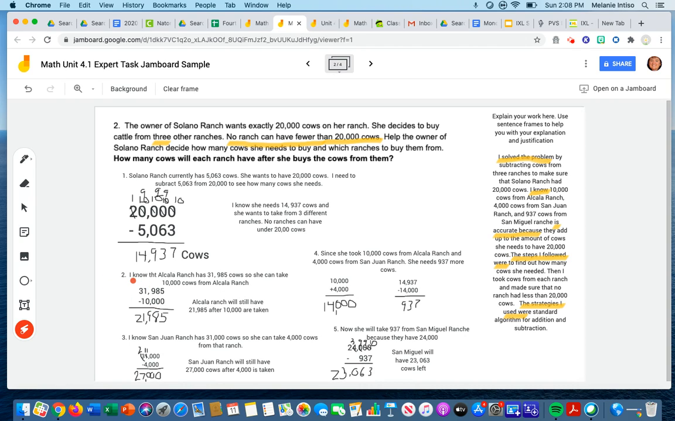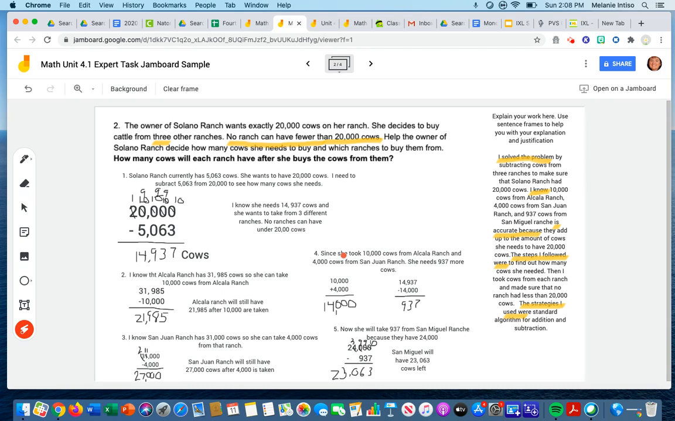So the first thing I looked at was the largest. The largest ranch was the Alcala Ranch, and this one had 31,985 cows. So I took 10,000 out of that one, which left it with 21,985, which is fine because you can't have any less than 20,000, and it was still within that 20,000 range. Then I took 4,000 because I knew I needed 14,000. So I took 4,000 away from the San Juan Ranch, and they would have 27,000 left over after we were done. So that was fine. I could take 4,000 from them.